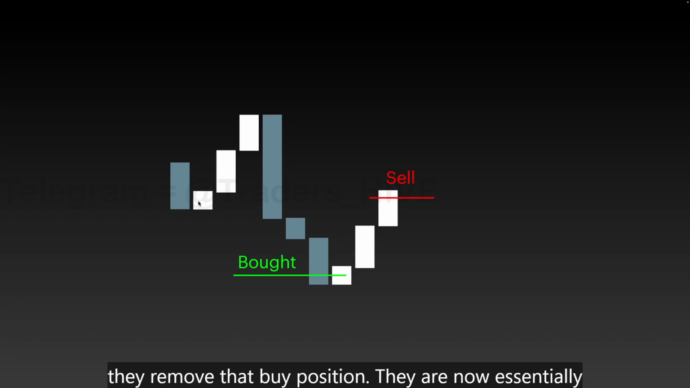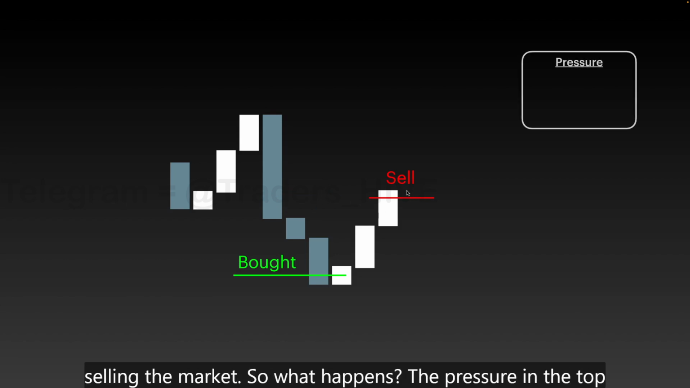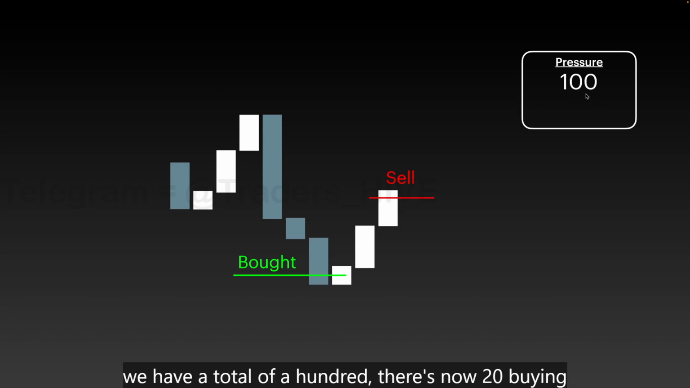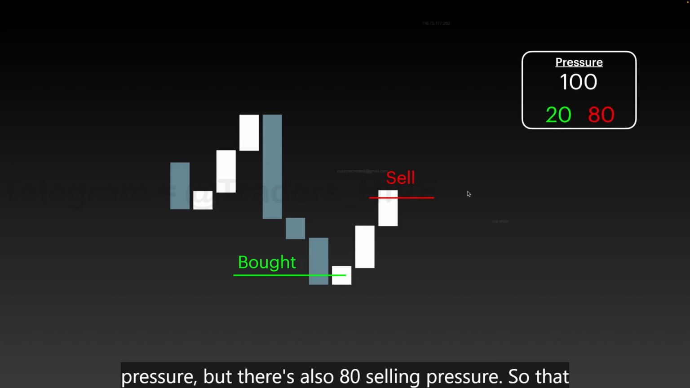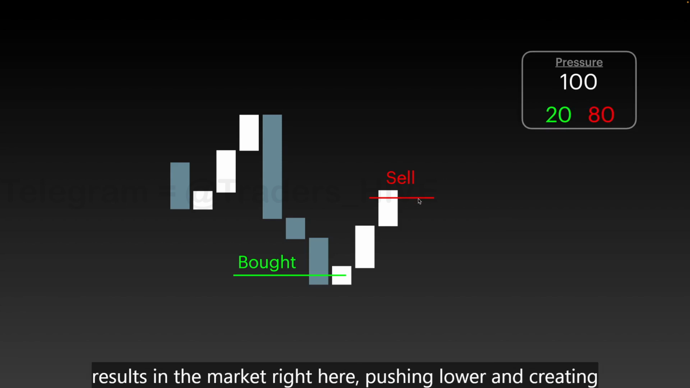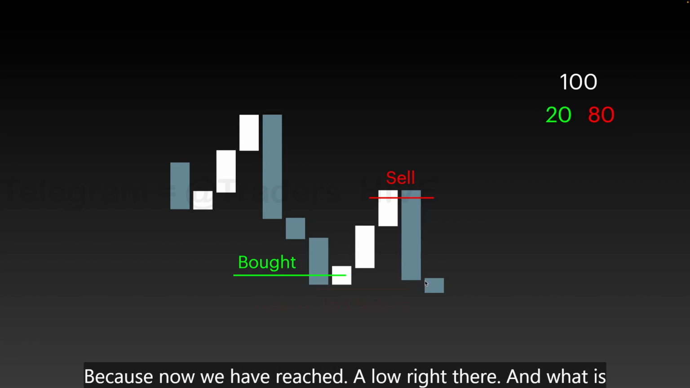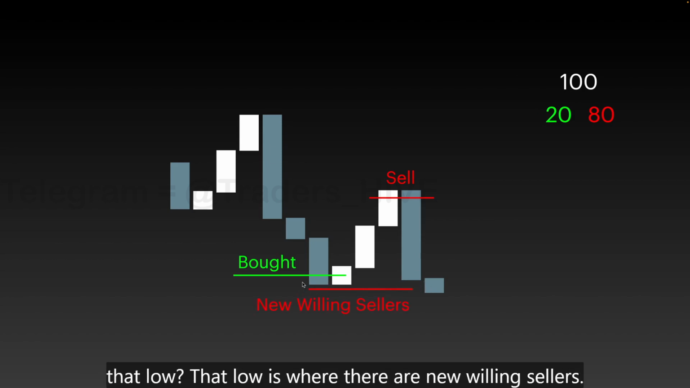So they remove that buy position. They are now essentially selling the market. So what happens? The pressure in the top right there, that scoreboard that we talked about, if we have a total of 100, there's now 20 buying pressure, but there's also 80 selling pressure. So that results in the market right here pushing lower and creating those bearish fair value gaps. But now it gets interesting because now we have reached a low right there. And what is that low?